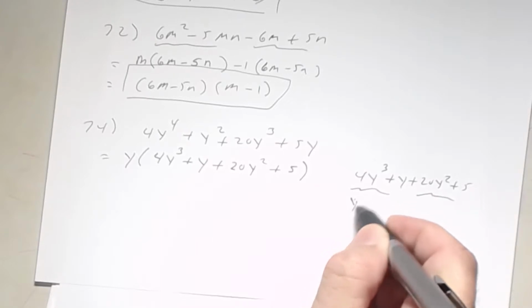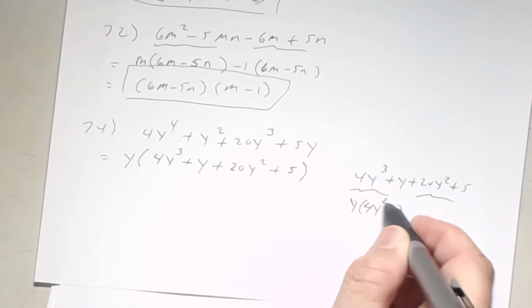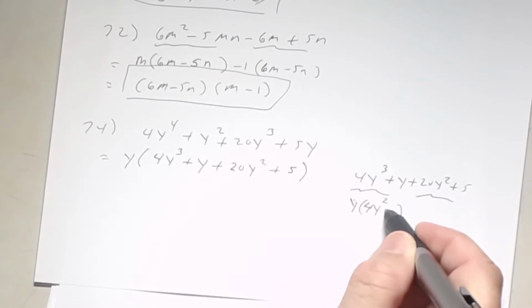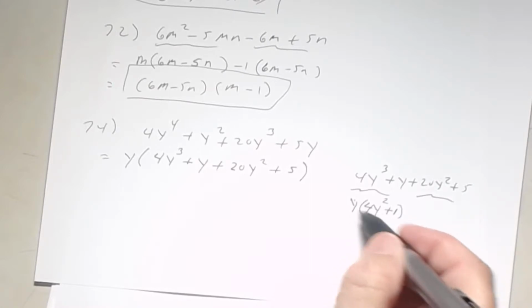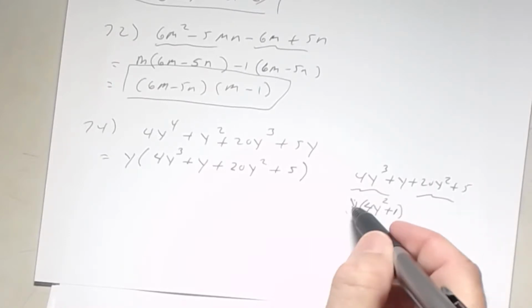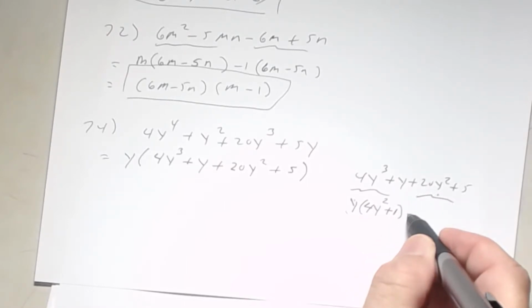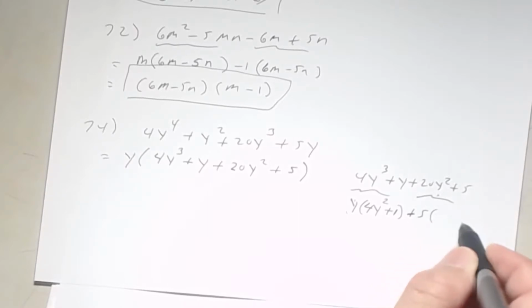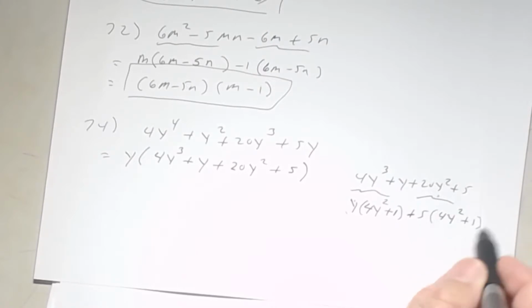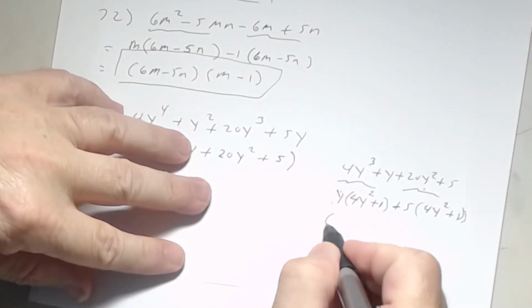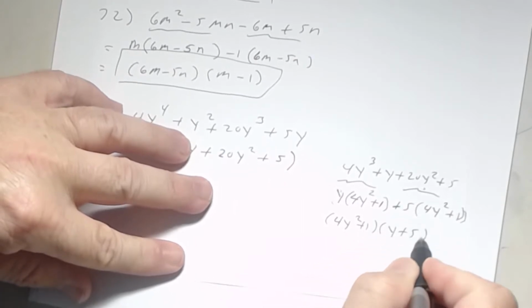All right, from the first group, what can I factor out? Just the y. Okay, y times what? 4y squared plus 1. Y times 4y squared is 4y cubed. Y times a positive 1 is a positive y. What can I factor out from the second group? Positive 5 times what? 4y squared plus 1. And then from both of these, I can take out a what? 4y squared plus 1, times y plus 5, and that goes here.